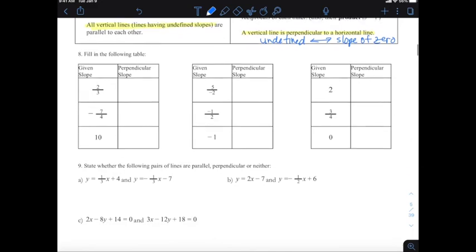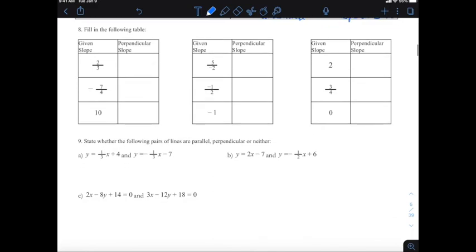Okay, let's fill in the following table. I've given slopes and I want to write down the perpendicular slope. So for all of these, what I'm going to do is write the reciprocal, and then I'm going to change the sign. So these are technically negative reciprocals.